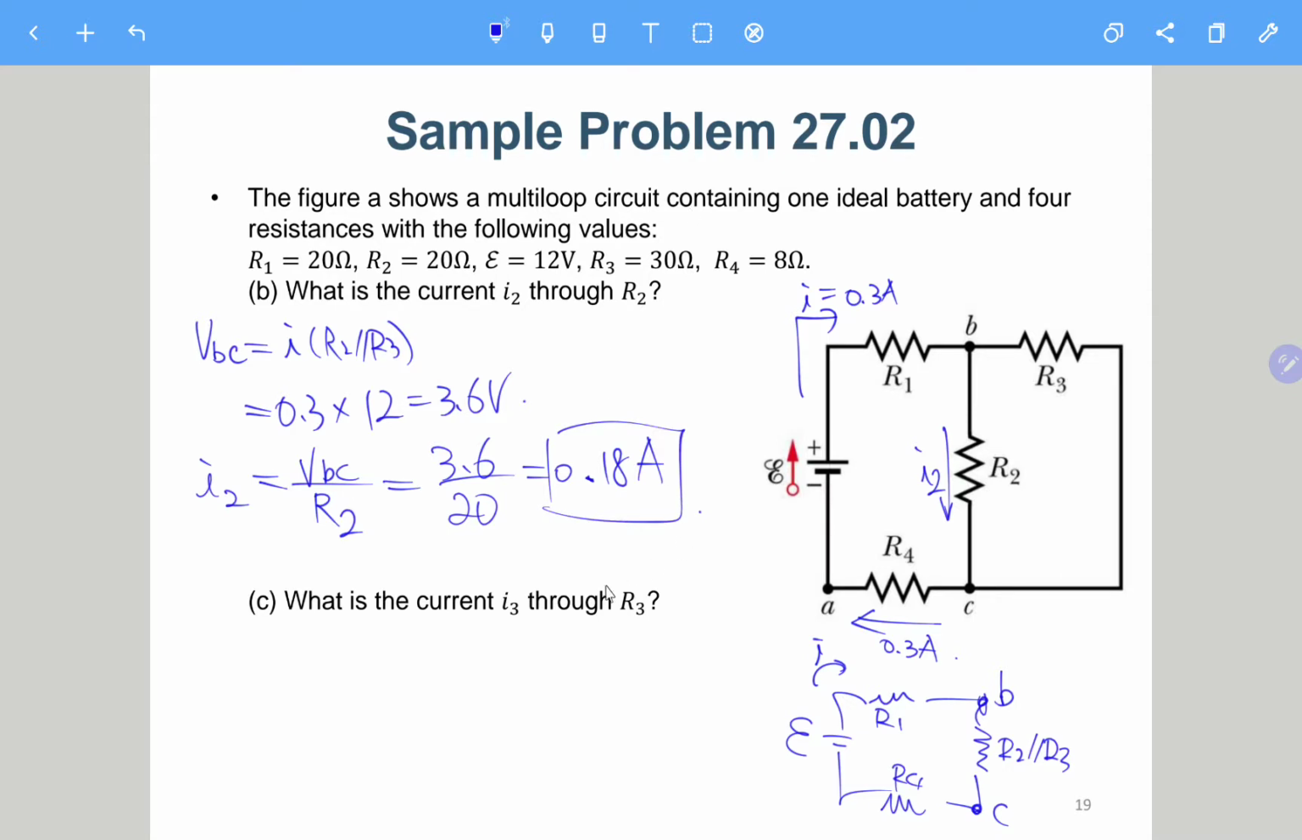And then what is the current I3 through R3? I3 will be VBC over R3. So 3.6 over R3, which is 30. So this is 0.12. So when you add them together, it is perfectly 0.3.